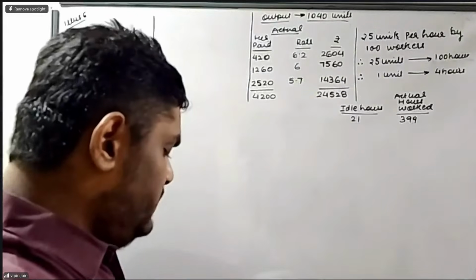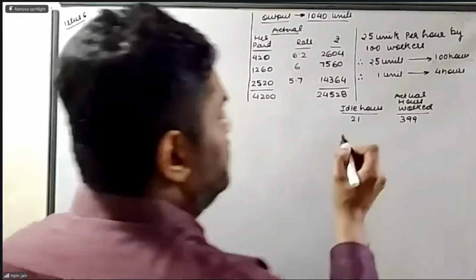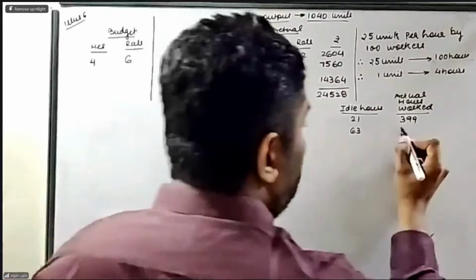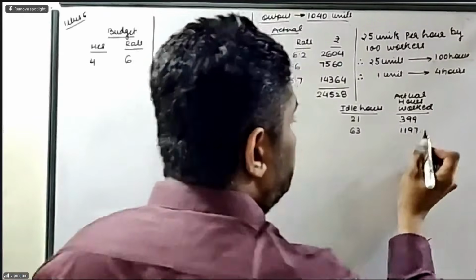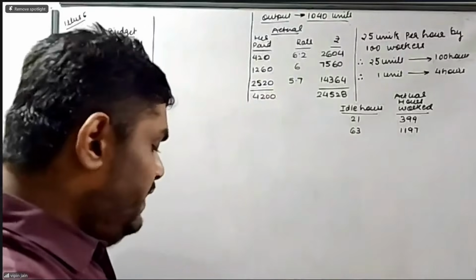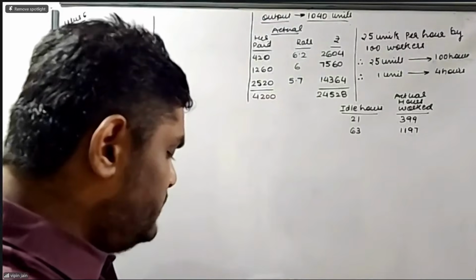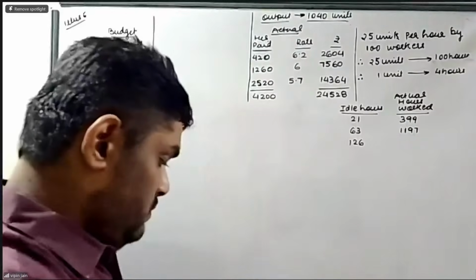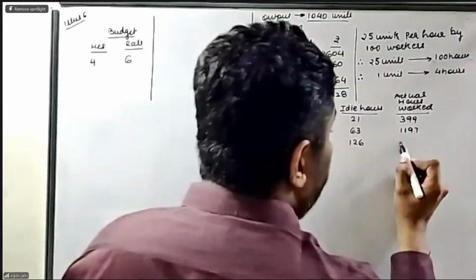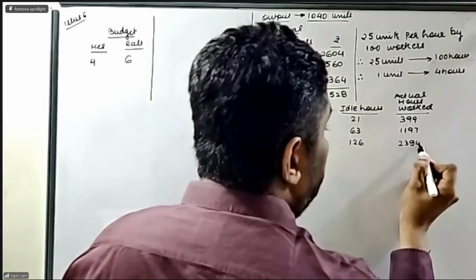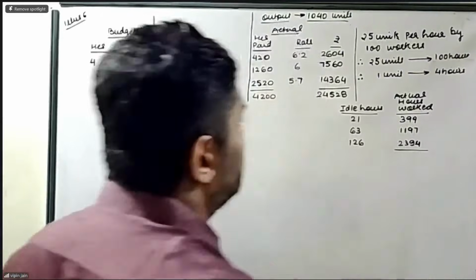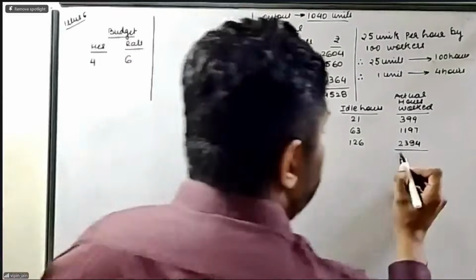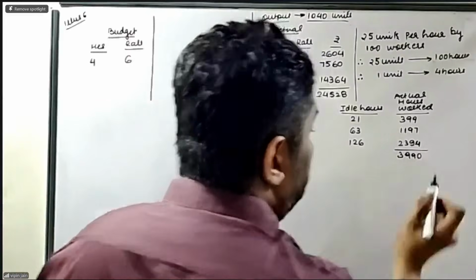Similarly, 1260 into 5%, that is 63 are my idle hours. So it is 1197. Similarly, 2520 into 5%, that is 126 hours. The actual hours worked will be 2394. So this will be 3990.